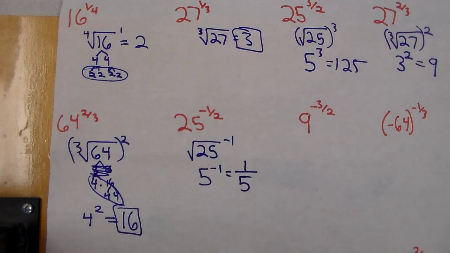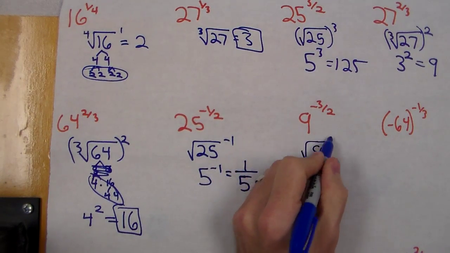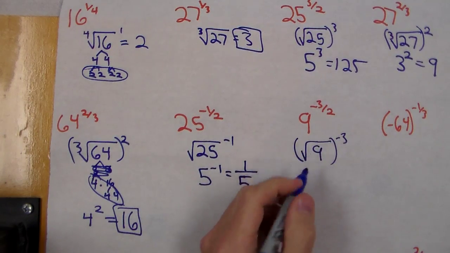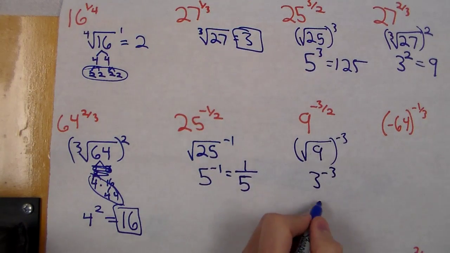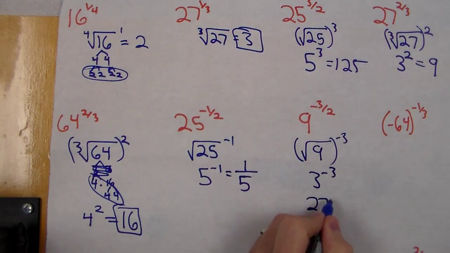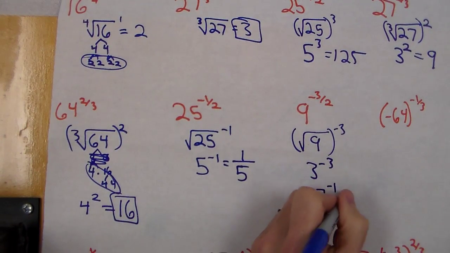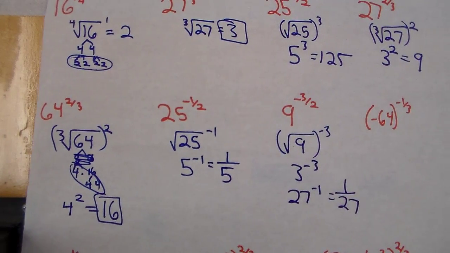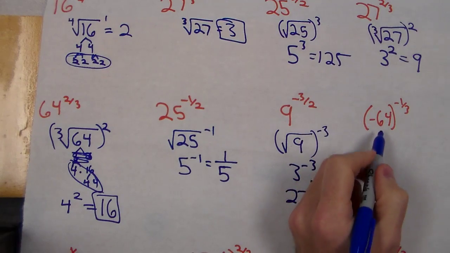The exponent is. So 9 to the -3 over 2. That's going to be square root of 9. And the -3 when we get to it. Square root of 9 is 3, so that's 3 to the -3, which we could say is 27 to the -1, because that's what 3 to the 3rd is. Now the negative exponent moves it underneath the fraction, and our answer is 1/27.